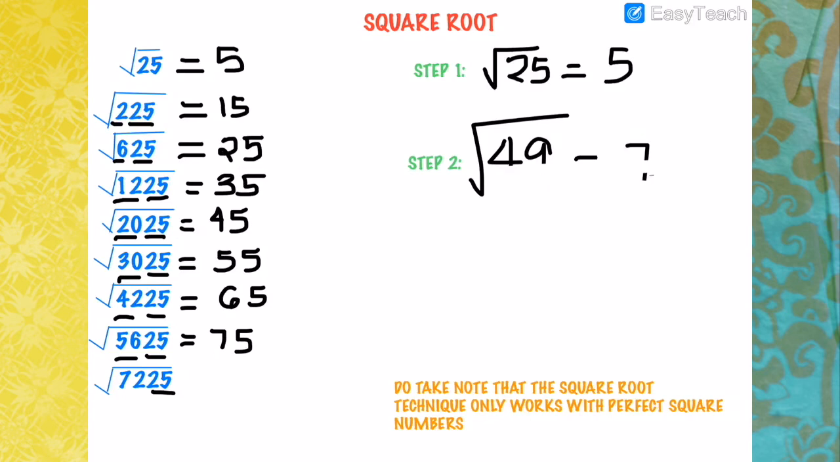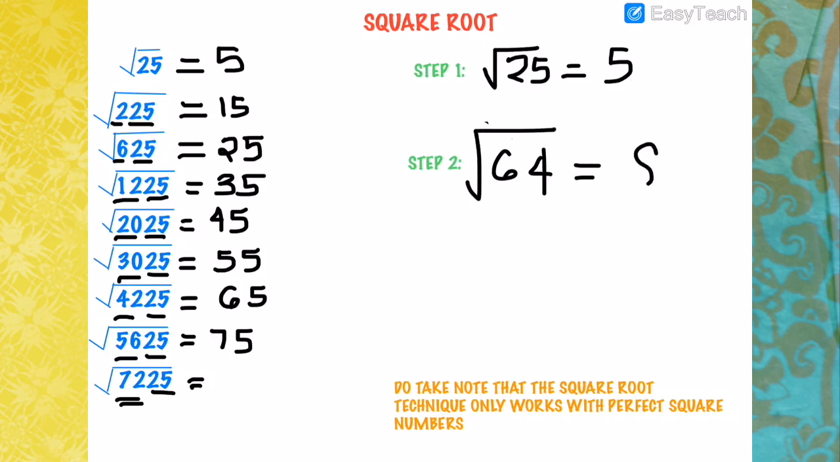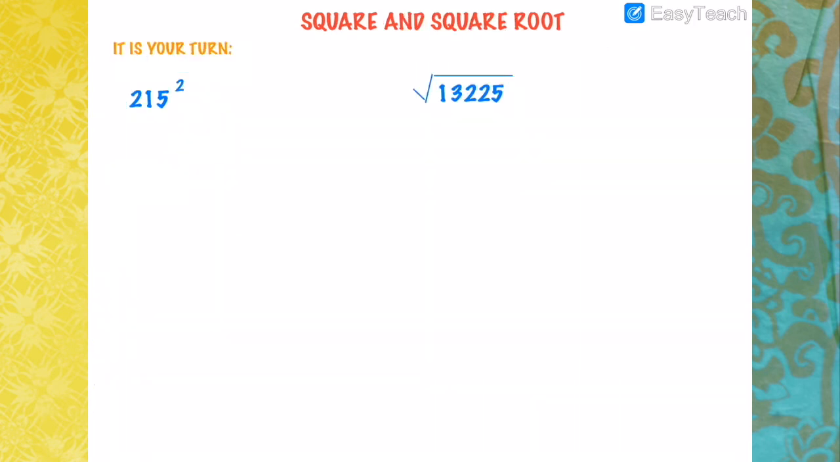Now the last example that we have here is 7225. So the first step again is to find the square root of 25, followed by, what is the perfect square number before 72? That is correct, you have 64. So take the square root of 64, which is 8. Therefore, the square root of 7225 would be 85. Now it's your turn.